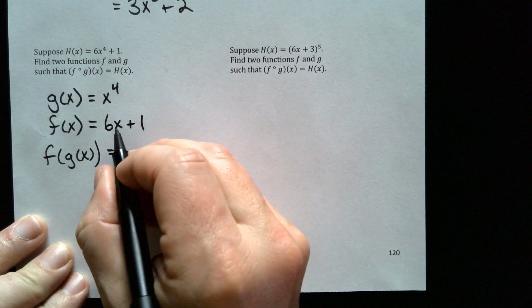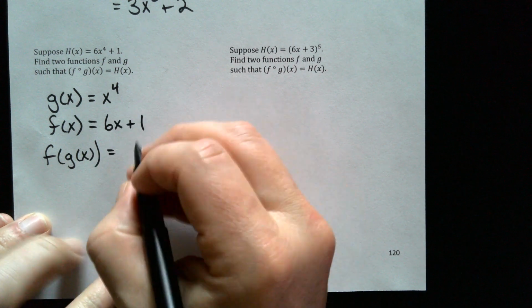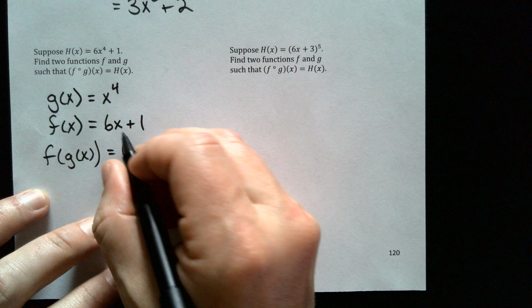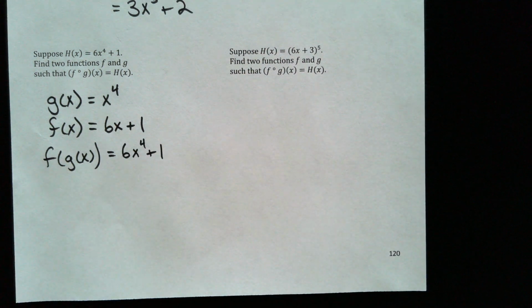So everywhere in f of x that we have an x, what am I going to put? Yep, x to the fourth. So it'll be 6, and then instead of x, we write x to the fourth, plus 1. Is that the function that we were looking for? Yes, it is.